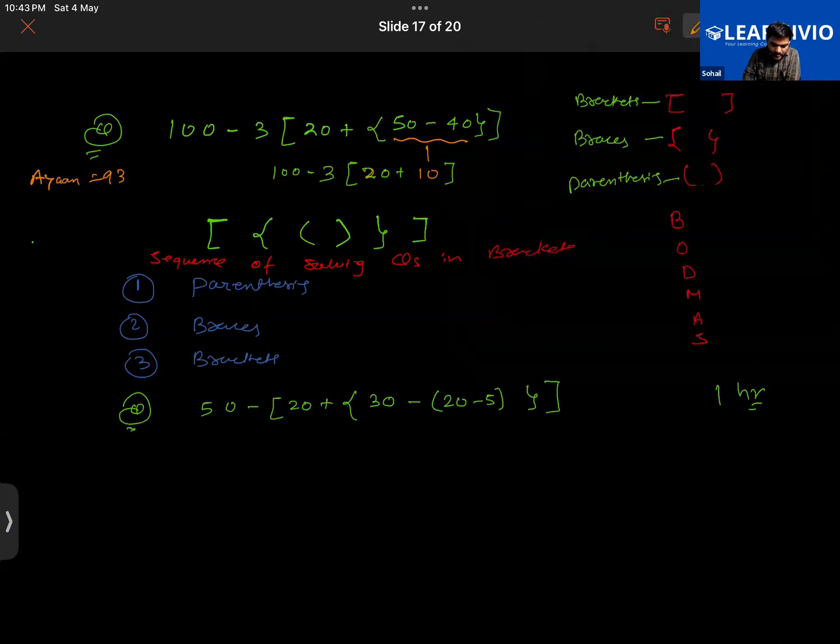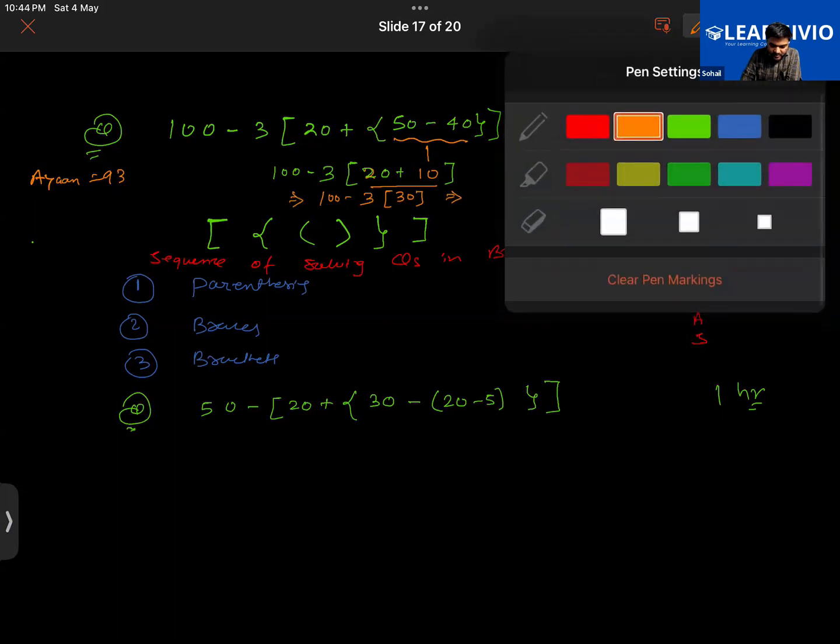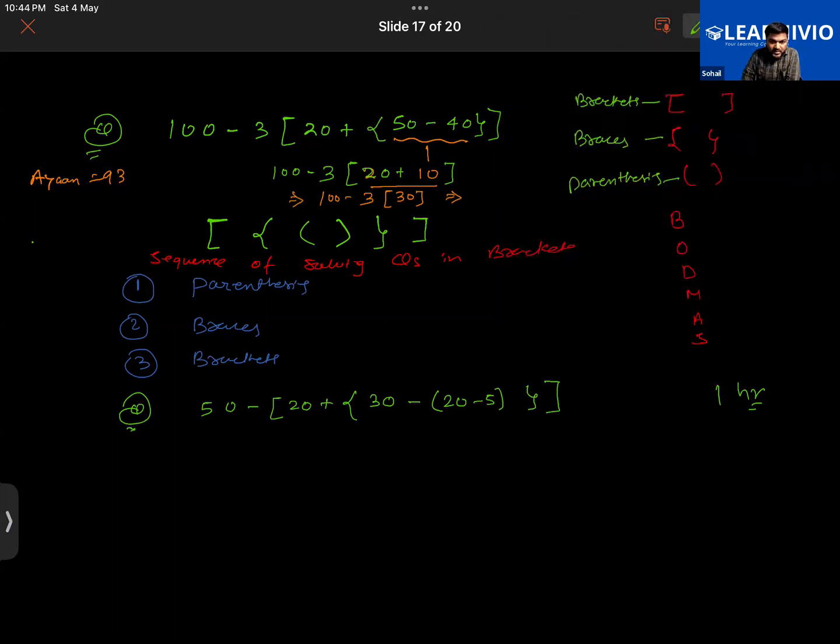100 minus? Now, yes, you will be adding this. That becomes 30. 33? Why will it be 33? No, you have to minus 100 by 2. Yeah. Now pay attention here.